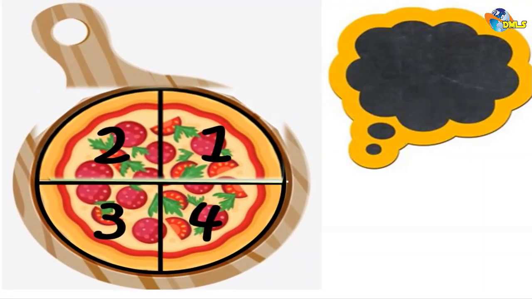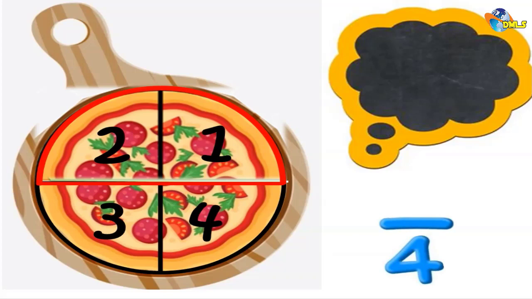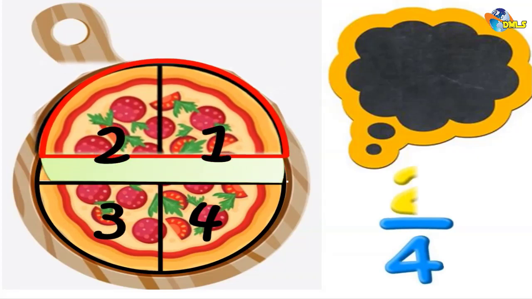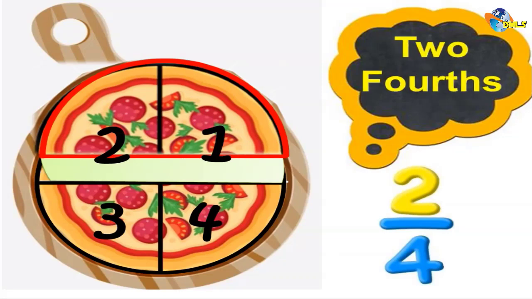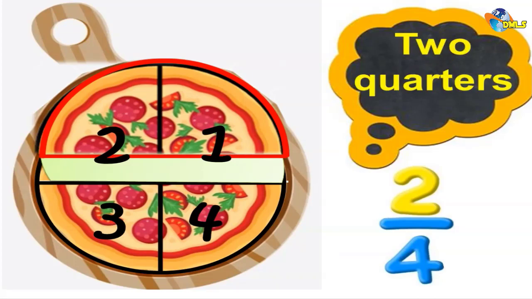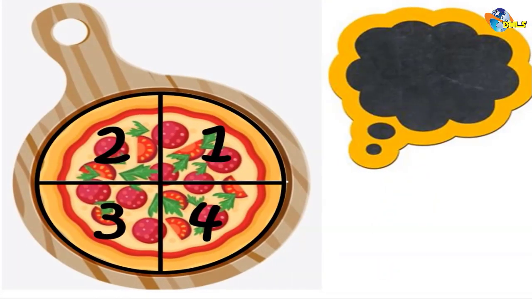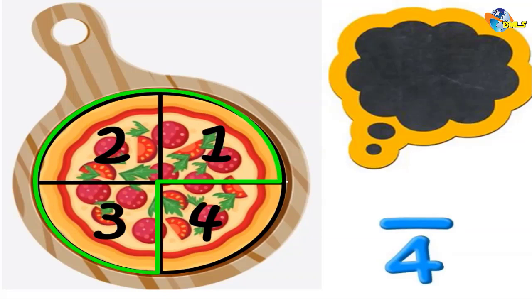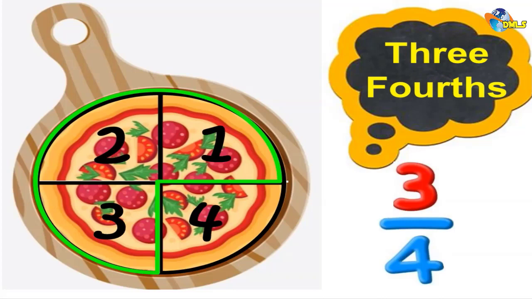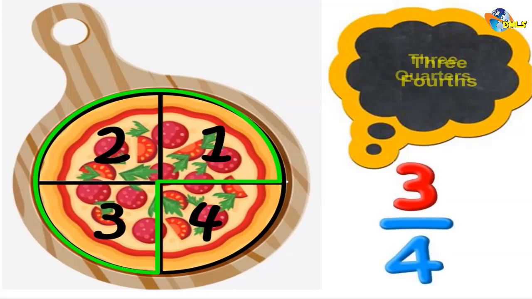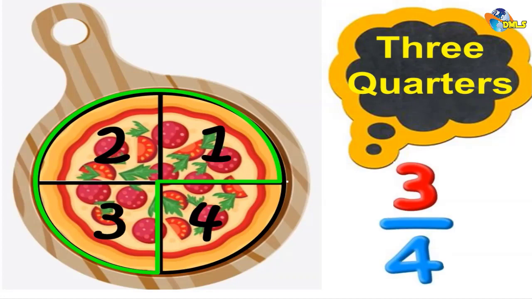Here we have 4 equal parts, and now I take 2 of them. So I write 2 over 4. That's equal to 2 quarters. When I divide pizza into 4 equal parts and I take 3 equal parts, I write 3 over 4. That's called 3 quarters.